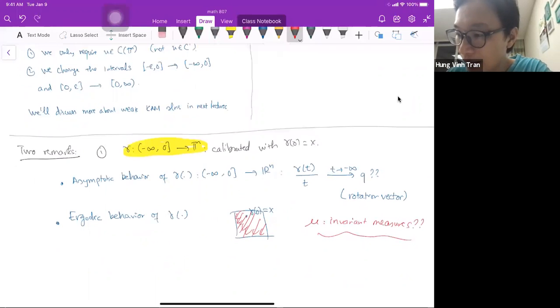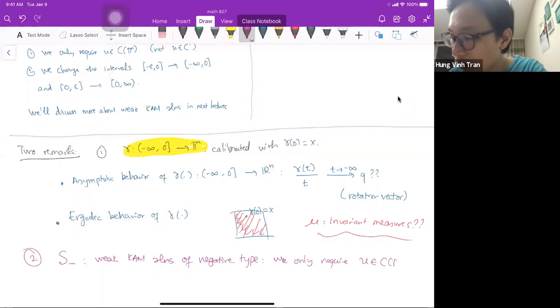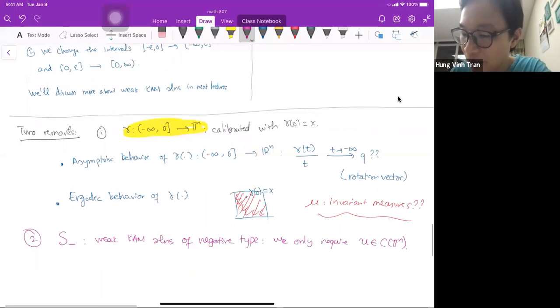The second point is that S minus is the set of weak KM solutions of negative type. Again, there's nothing negative about it, it's just that we are going from minus infinity, so we call it negative type. We only require that u is continuous. So you see that we have thrown away the differentiability of u, and that's remarkable.